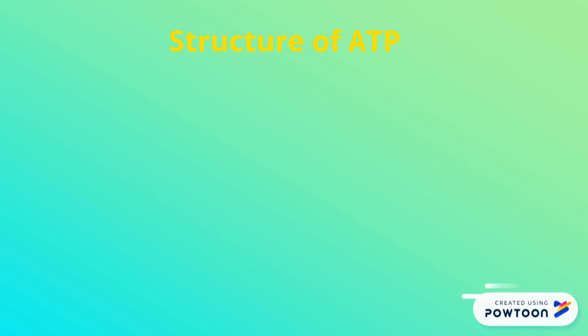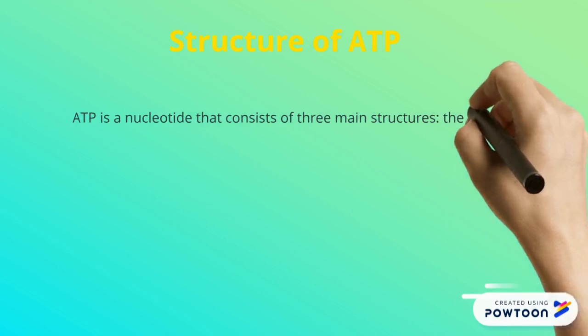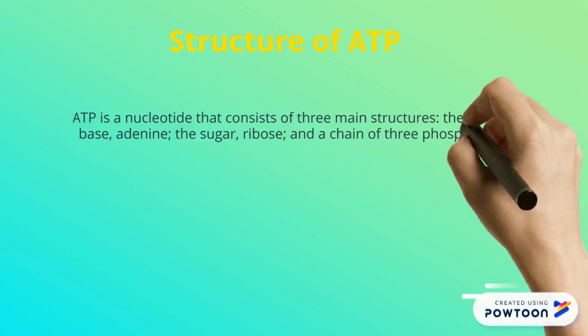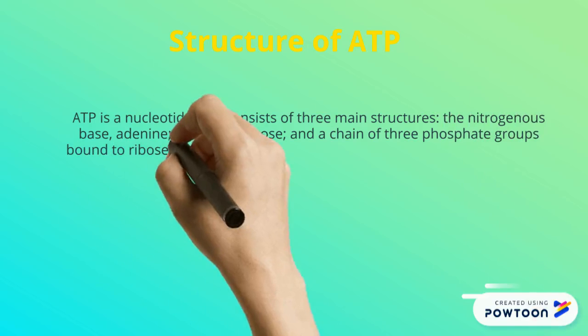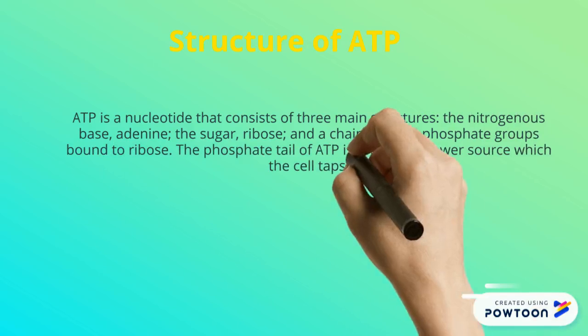Structure of ATP. ATP is a nucleotide that consists of three main structures: the nitrogen base, adenine, the sugar, ribose, and a chain of three phosphates bound to ribose. The phosphate tail of ATP is the actual power source which the cell taps.